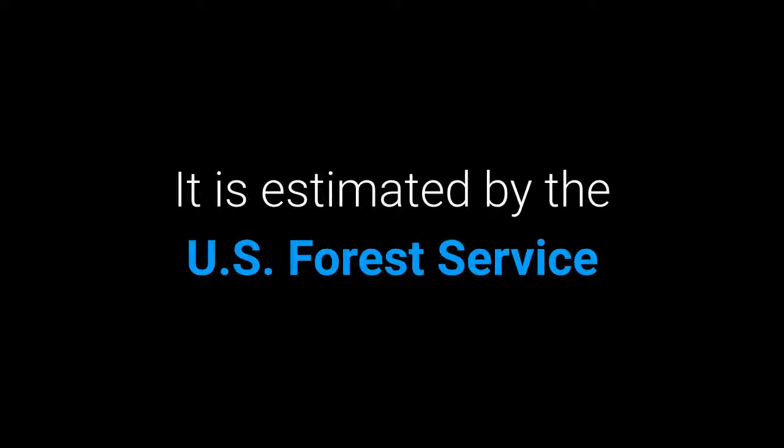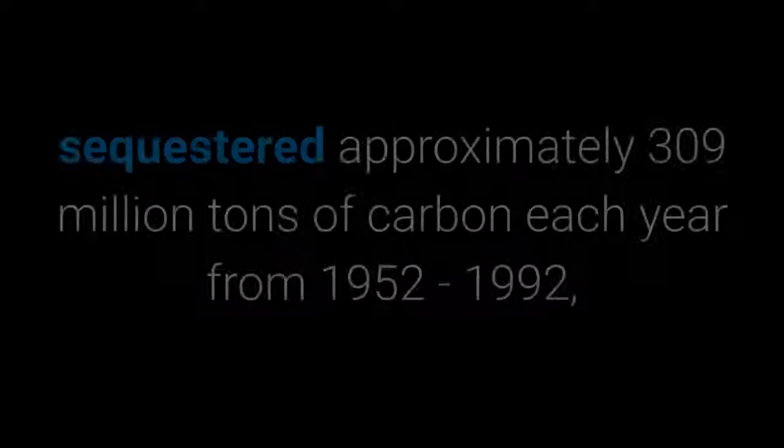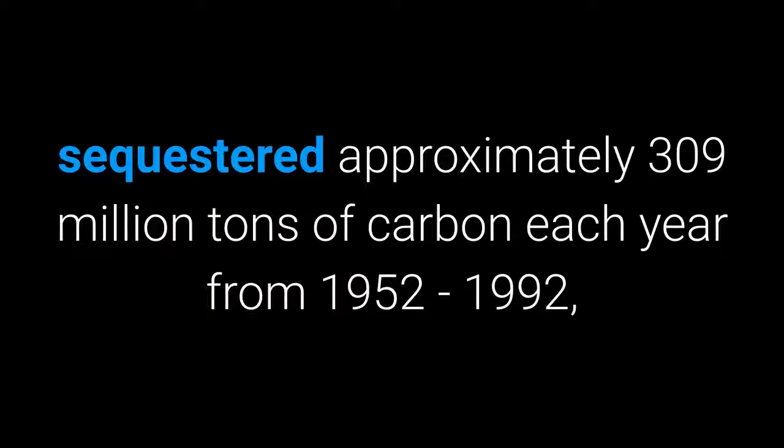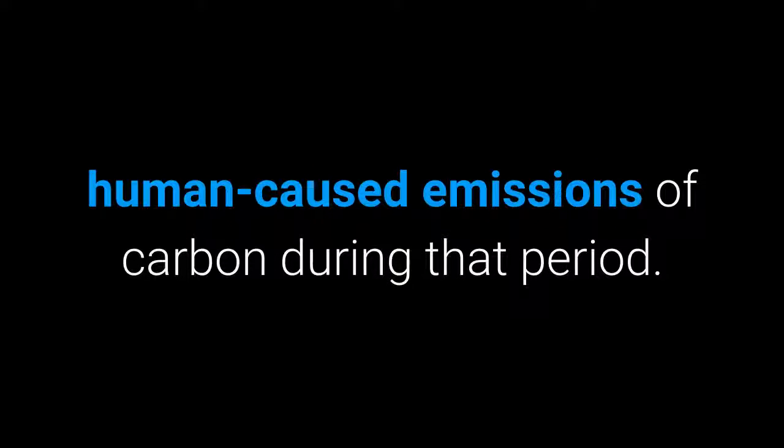It is estimated by the U.S. Forest Service that all the forests in the United States, combined, sequestered approximately 309 million tons of carbon each year from 1952 to 1992, offsetting approximately 25% of human-caused emissions of carbon during that period.